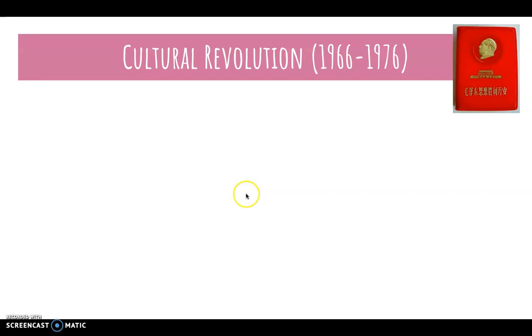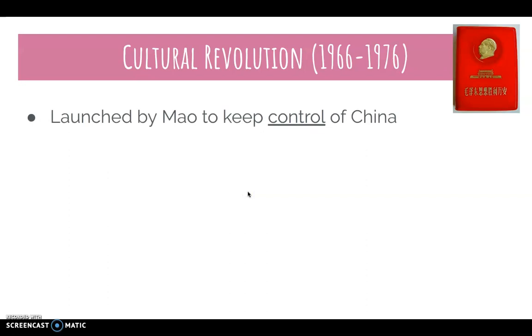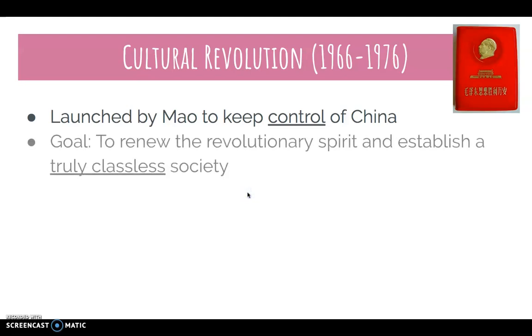So, starting in 1966, we see the start of the Cultural Revolution, and this was launched by Mao to keep control of China. Mao, as we've seen in a lot of these communist countries, is first and foremost a totalitarian leader. Dictatorships often come to control these communist countries. So he's going to launch this revolution, where the goal was to renew the revolutionary spirit of China, to bring some passion and some nationalism back to the Chinese country, and establish a truly classless society, meaning one where there are no rich and poor classes.